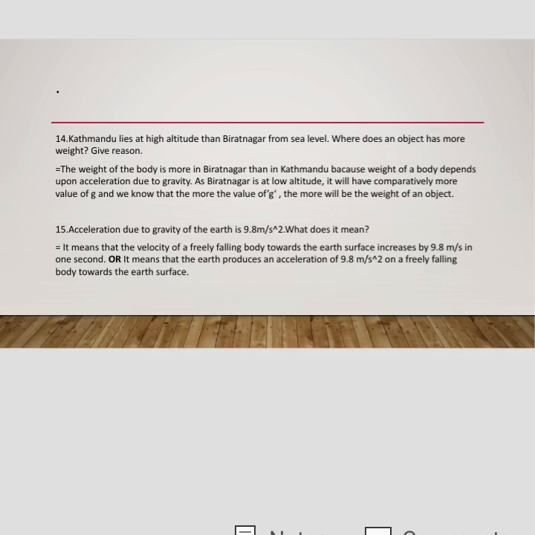Question number 15. Acceleration due to gravity of the Earth is 9.8 meter per second square. What does it mean? So in every numerical problem of this chapter, we need this value, that is 9.8 meter per second square, but we don't know what is the reason behind saying this. Now please be careful. Acceleration due to gravity of the earth is 9.8 meter per second square.